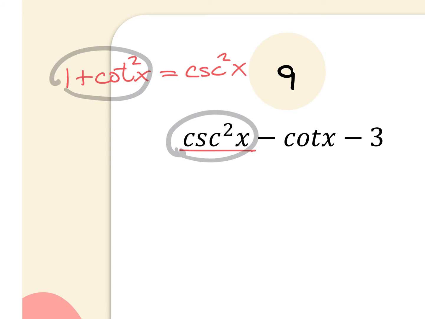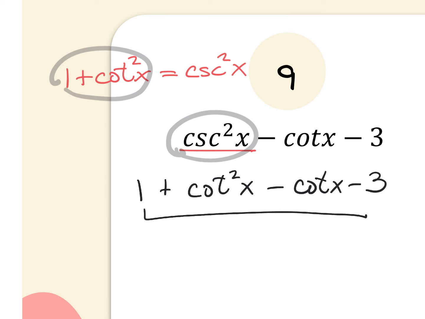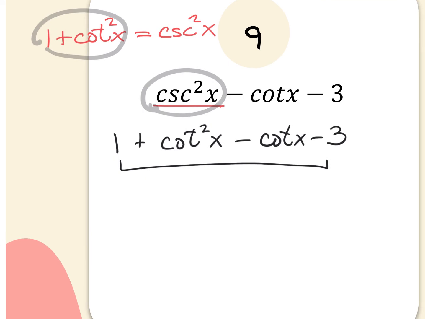So now it becomes 1 plus cotangent squared x minus cotangent x. I'm just rewriting the rest of the problem. Now I need to combine my like terms and get this into standard form. So I'm going to combine these two. So then I'm left with cotangent squared x minus cotangent x minus 2.